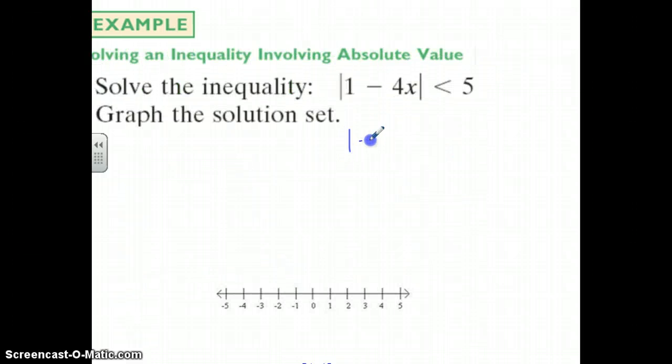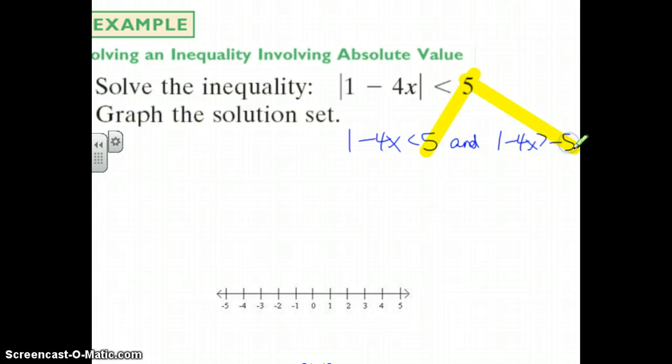Same situation here. 1 minus 4x is less than 5, and, because it's a less and, 1 minus 4x is greater than negative 5. I'm doing the same thing I did before. Absolute value said it could be 5 or it could be negative 5. Just make sure that you're flipping the inequality sign from a less to a greater because you're taking the opposite of 5. So over here, if you subtract off 1, we're going to get a 4. Now this time, if you divide through by a negative 4, that will flip the sign again. So this less than goes to greater than negative 1.